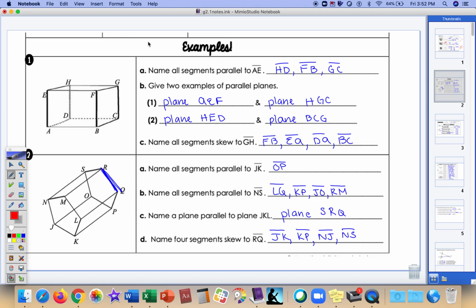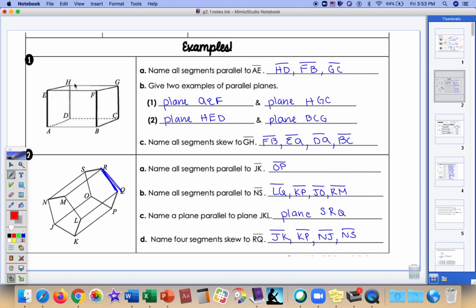All right, so plane AEF, so this side of the box here, and plane HGC. They are parallel. Okay, they are parallel planes. They're never going to intersect. And plane HED, the left side of the box, is parallel to the right side of the box, which is plane BCG.